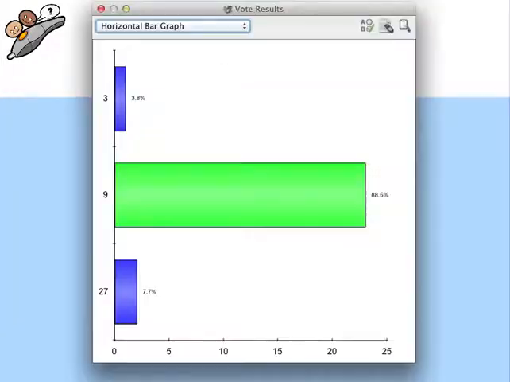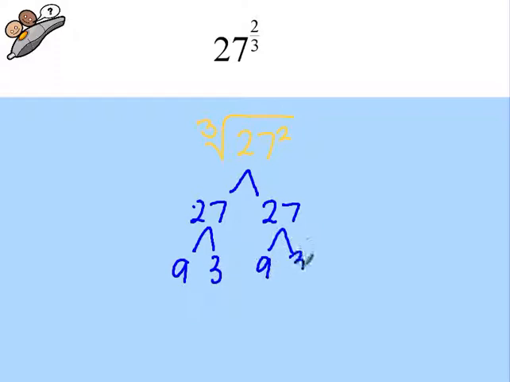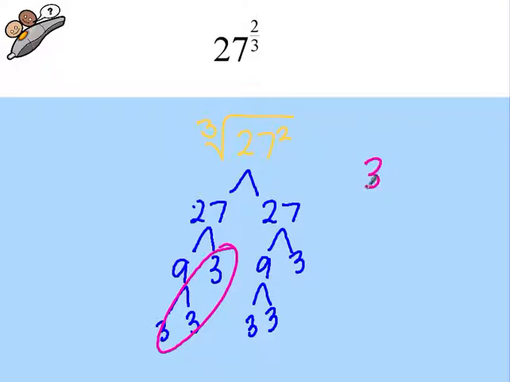All right, so let's see what you got. Okay? Answer is 9. Yay. Okay, now real quick. We're talking about the cube root of 27 squared. So what that means is that I'm going to go ahead and do 2 27s, and then I'm going to break each of those down. So I'm looking for groups of 3. I see right now I have 3 3s. So there's a 3. 3 3s. There's another 3. So my answer is 9. Okay.